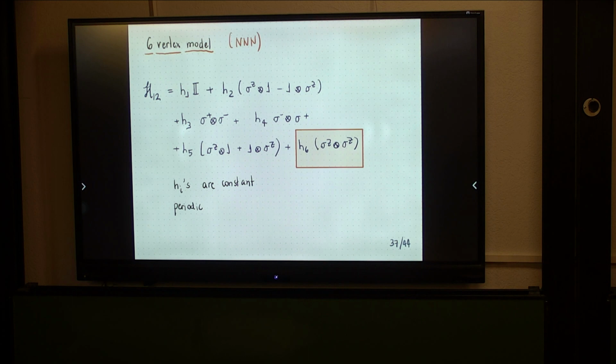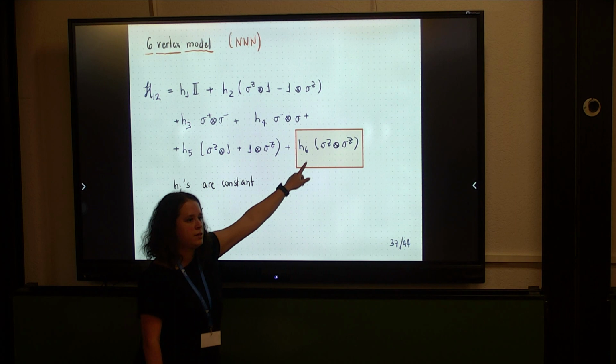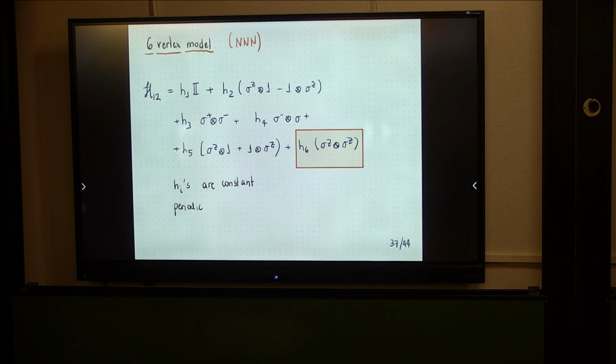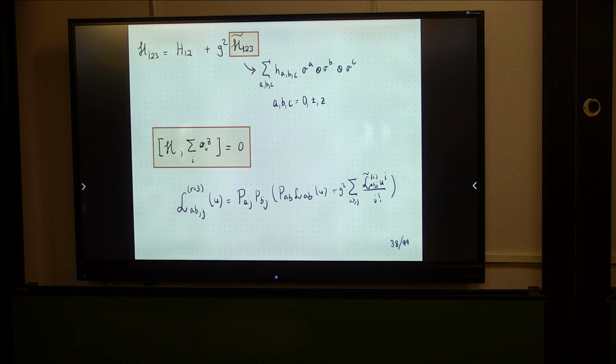Okay, so that was for SU(2). Now for the six vertex model, in comparison with the nearest neighbor case, I added this sigma z term. Again, we are assuming all these h's don't depend on the spectral parameter, and that the chain is periodic. And we add an extra range 3 Hamiltonian. For six vertex, in principle we need that the Hamiltonian commutes with sigma z, the total spin. And we assumed again an expansion for the Lax.